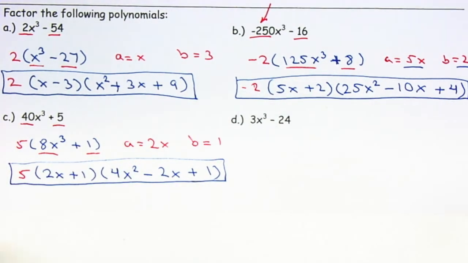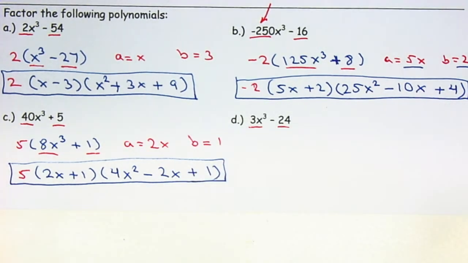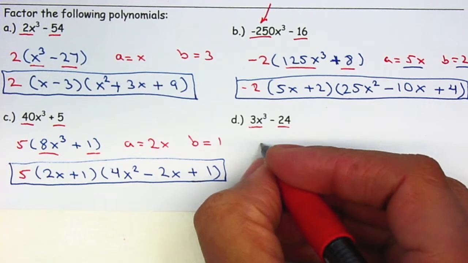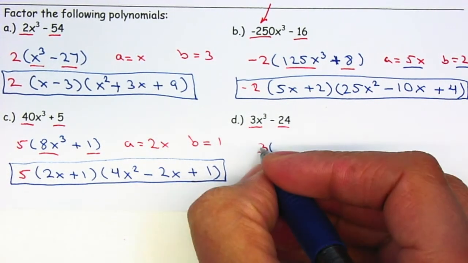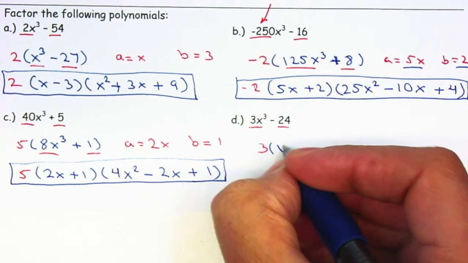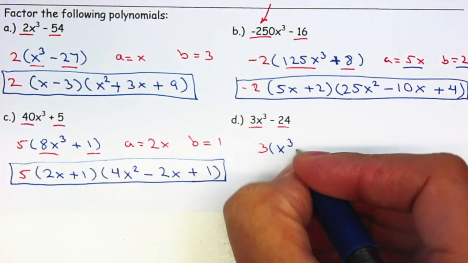The last one. What number divides 3 and 24? Take out the common factor. So I can take out 3. What do I need to multiply 3 by to get 3x cubed? x cubed. 3 times what is negative 24? Negative 8.